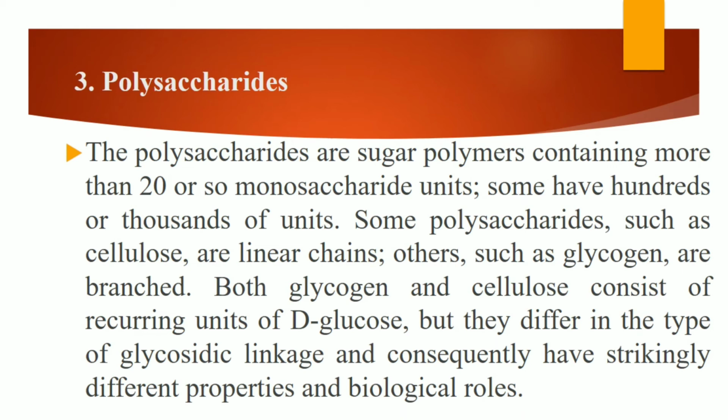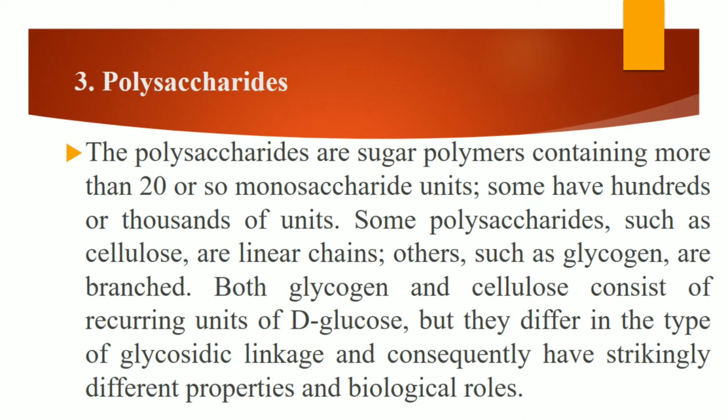So let's talk about polysaccharides now. The polysaccharides are sugar polymers containing more than 20 or so monosaccharide units. Some have hundreds or thousands of units. Some polysaccharides, such as cellulose, are linear chains. Others, such as glycogen, are branched. Both glycogen and cellulose consist of recurring units of D-glucose, but they differ in the type of glycosidic linkage and consequently have strikingly different properties and biological roles.